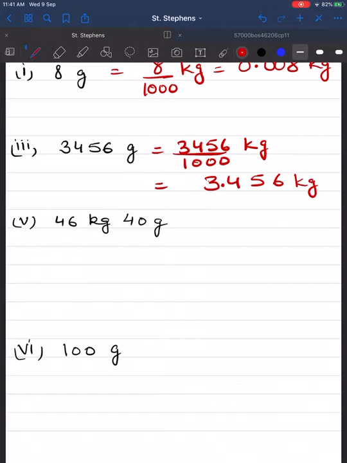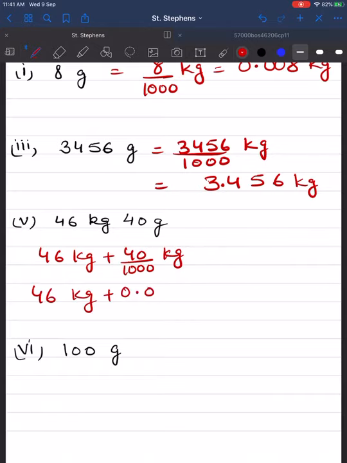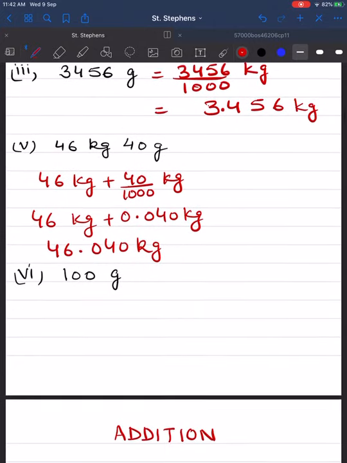Now let's convert 46 kilograms and 40 grams into kilograms. So here we have 46 kilograms plus 40 upon 1000 kilograms. So we get 46 kg plus 0.040 kilograms. Now here 46 is the whole part and 040 is the decimal part. So we get 46.040 kilograms.